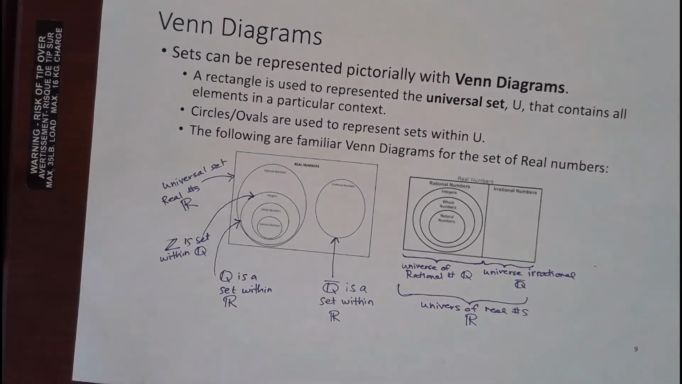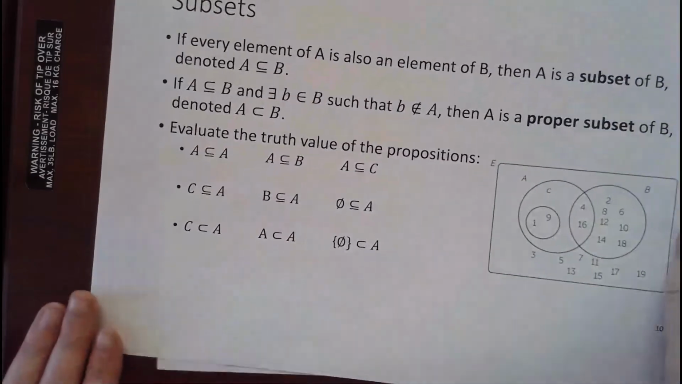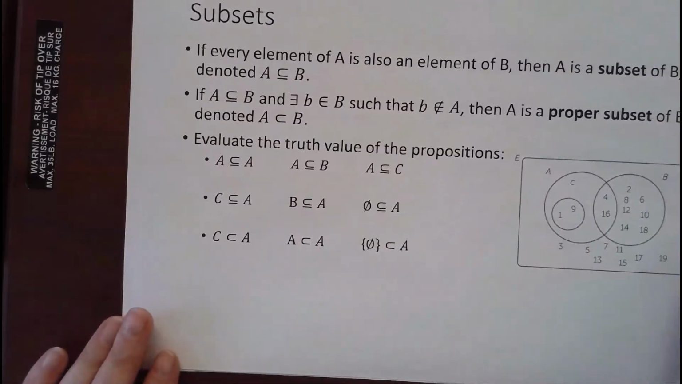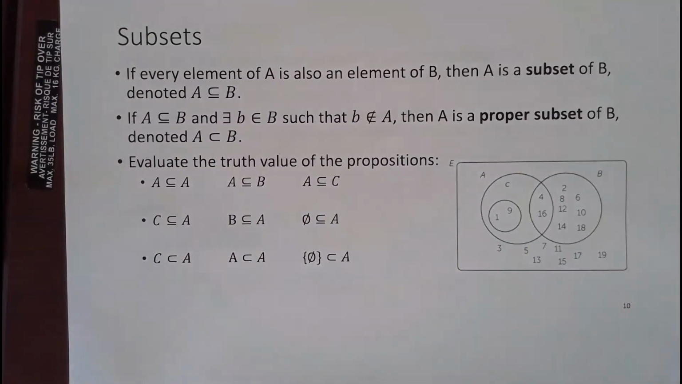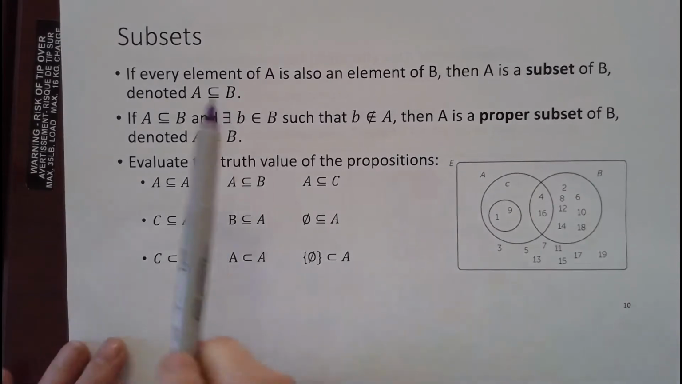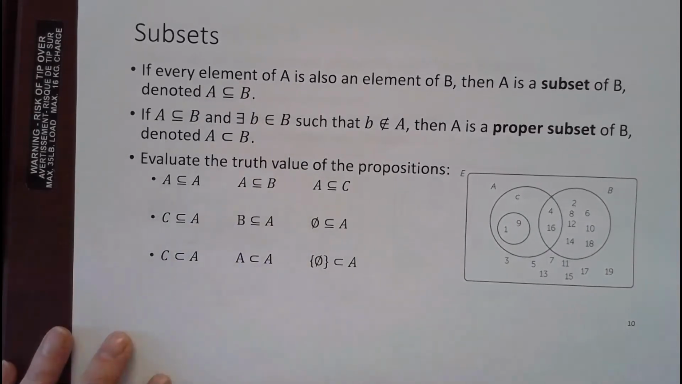Okay, so we can have a set that is inside of another set, and you already looked at this inside your books, I think, because there were a few of these. That is the idea of a subset. If every element of a set A is also an element of another set B, then we say that A is a subset of B. So this means that A is contained within B, or everything that's in A is also in B.